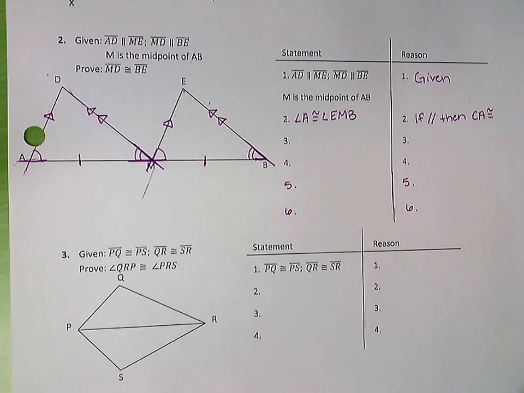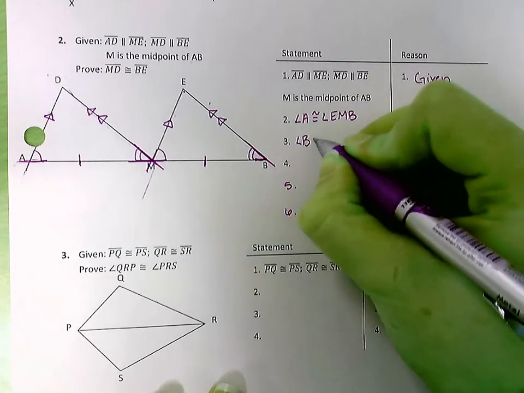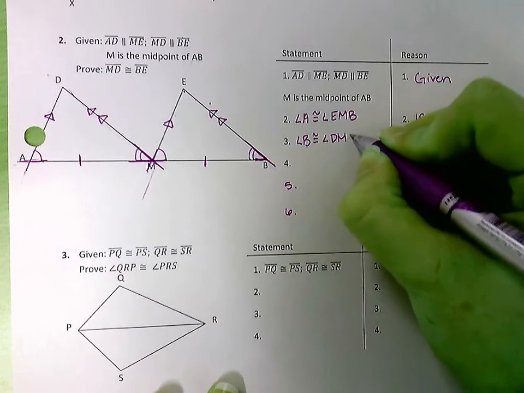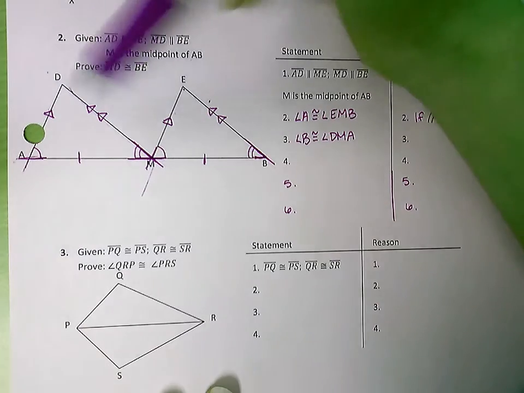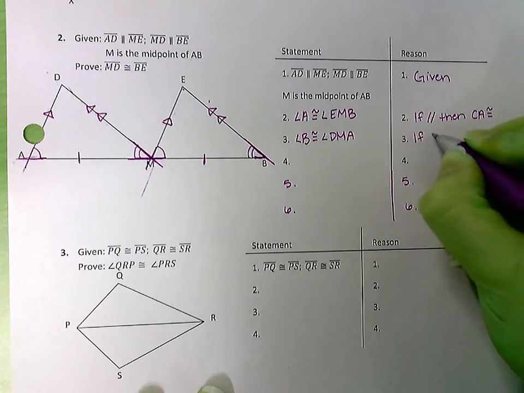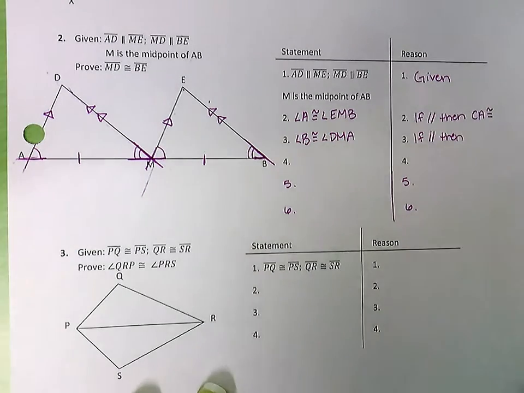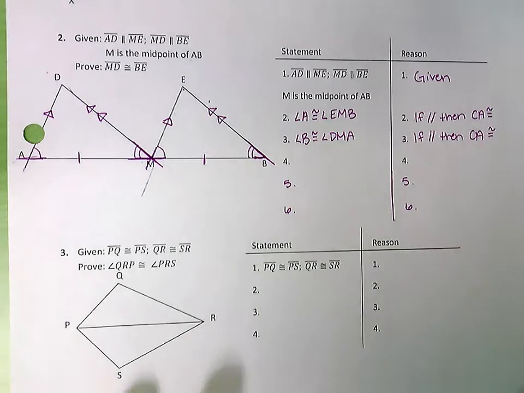So I can write angle B is congruent to angle DMA. Again, I had to use those 3 letters to label that one. Since I used lines are parallel, we say if parallel, then these are corresponding angles, will be congruent.